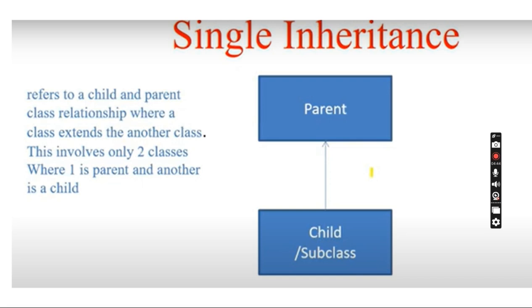Single level inheritance is mainly the parent-child relationship. In single level inheritance we have only two classes. One is the parent class, and the other is the child class or subclass. Assume animal is the parent class and the child is the dog class. So we have only two classes: one is the parent, the other is the child.